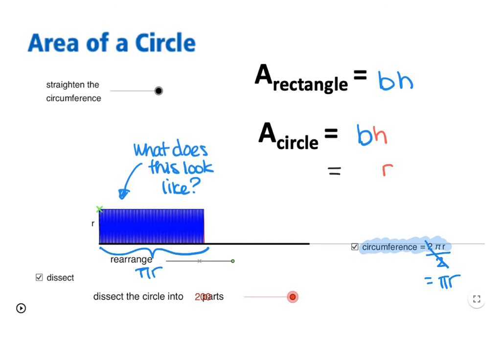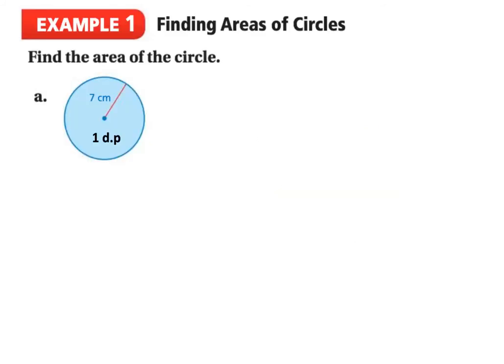So now in our formula, instead of base times height, we have pi times r times r. Now notice we have r times r, and we know we can simplify this, right? So it now actually is pi and then r squared. So we just derived what the formula is for the area of a circle.